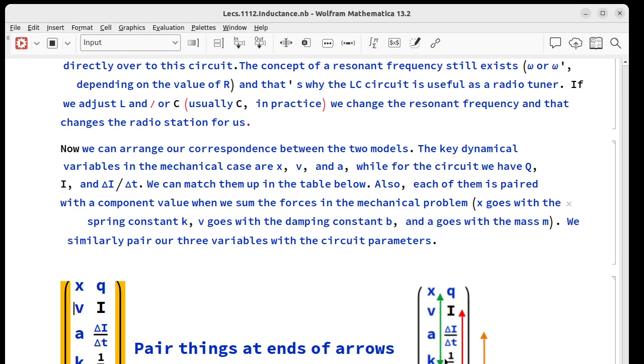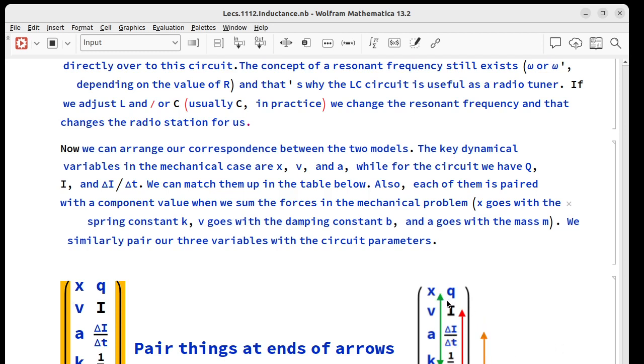Now, if we look at the things at the ends of the arrows, for example, X and K, we know that Kx is the spring force. If we look at Q and 1 over C, Q over C is voltage. What about the red arrow here, V and B? Well, that's the damping force from the shock absorber. I and R is the voltage associated with the resistor. Finally, the brown arrow here, A and M, we know MA is a force, and L and changing current over time, that's the voltage produced by the inductor.